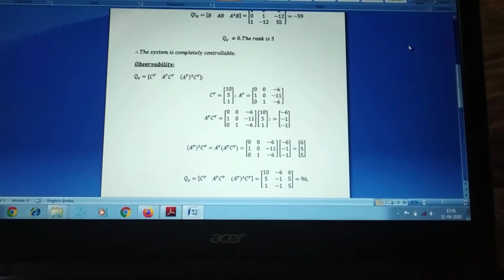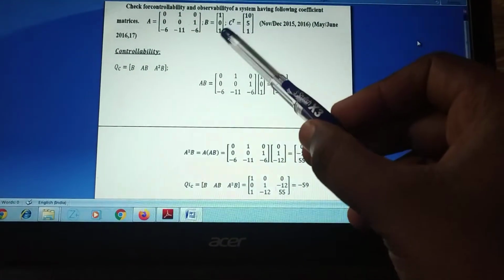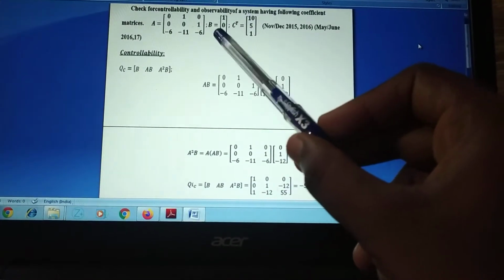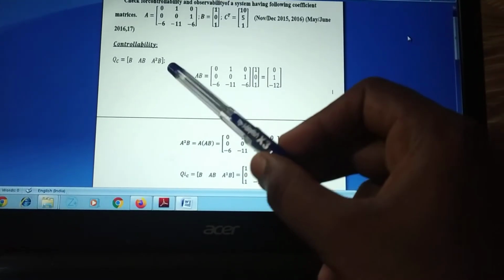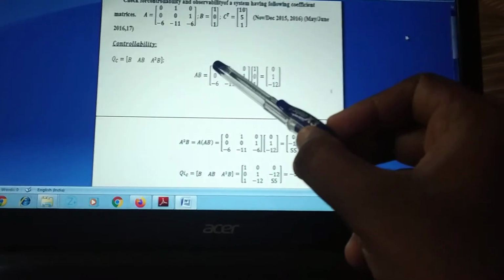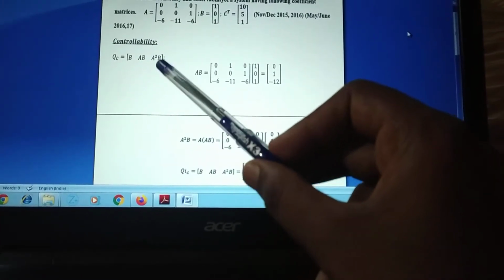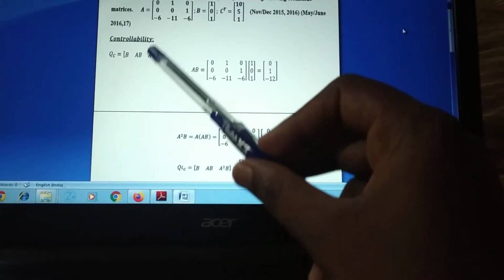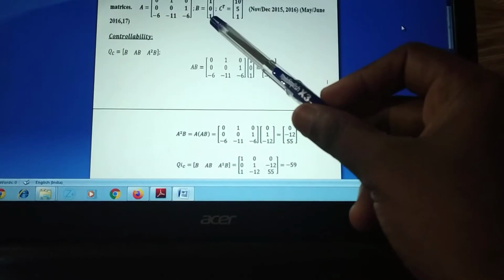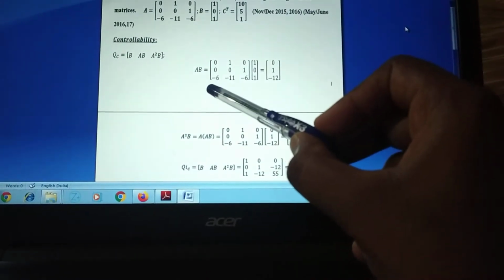So let us see the problem. Here we have three matrix coefficients: A, B and Cᵀ values. First, we are going to identify whether the system is controllable. What is the condition for controllable? Qc = [B, AB, A²B]. First we find AB and A²B. We already have the value of B, so first we find the value of AB.